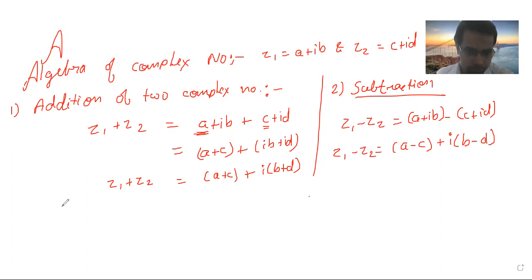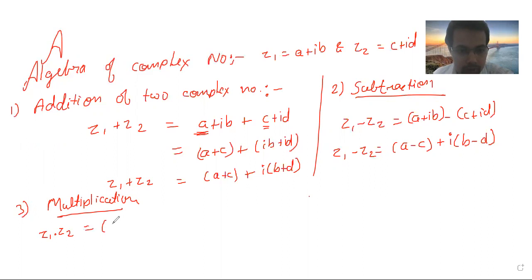The third is multiplication. In order to multiply these two, z1 into z2, it will be a plus ib into c plus id. We can multiply like this: a with c plus id, plus ib into c plus id.